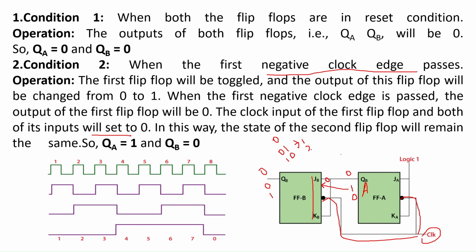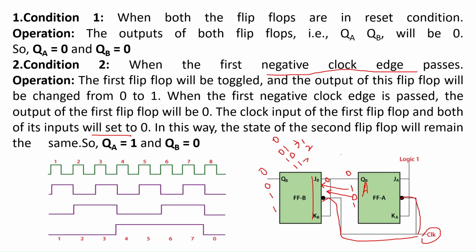When the next negative edge arrives at the flip-flop, this 0 is toggled to 1, and when the clock arrives at flip-flop B, this 0 will appear across J and K. Since J and K are 0, the previous output is maintained, which is nothing but 1, 1. So the decimal equivalent of 1, 1 is 3.